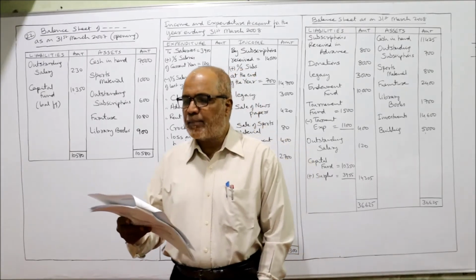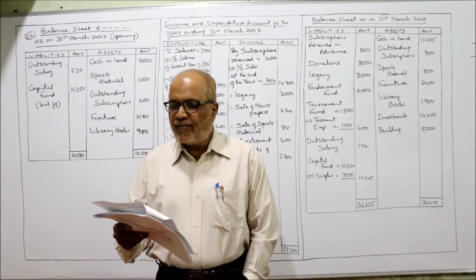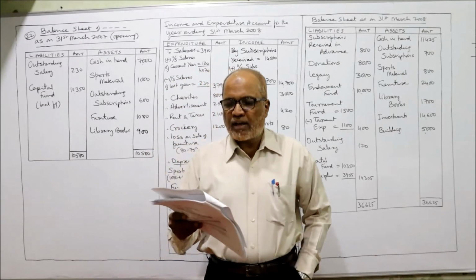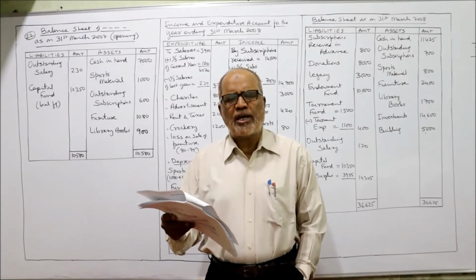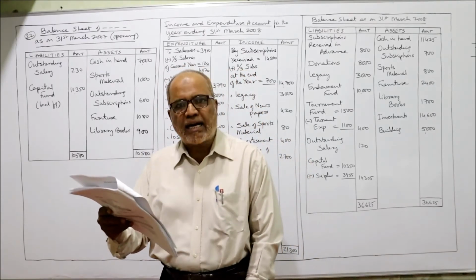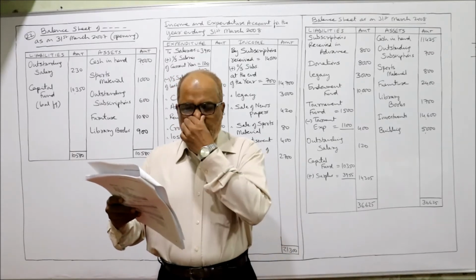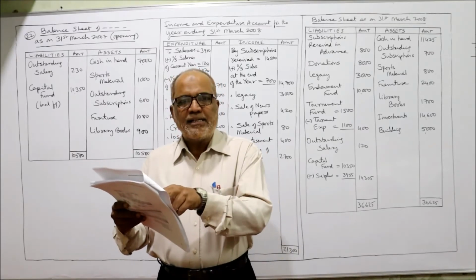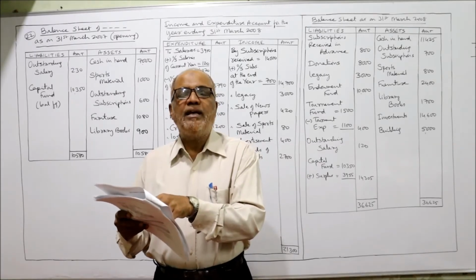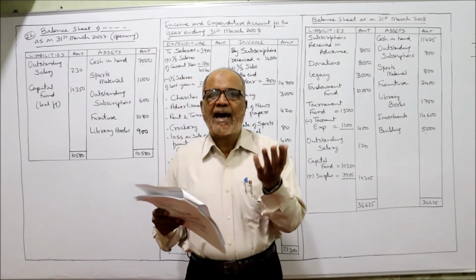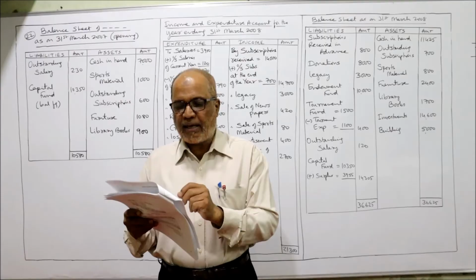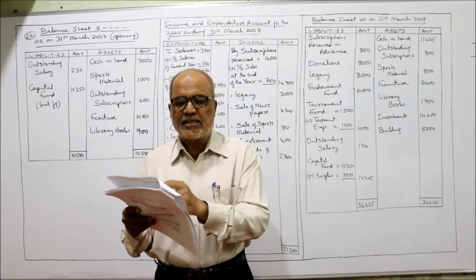From the following receipts and payments account of a club and from the information supplied, prepare income and expenditure account and balance sheet. Here we are given the receipts and payments account just like the previous problem, and some additional information regarding last year and current year. Now in the receipts and payments account, receipts on the left-hand side: to balance, opening cash at the beginning of the year, 7,000. Then donations received 8,000, legacy 6,000.